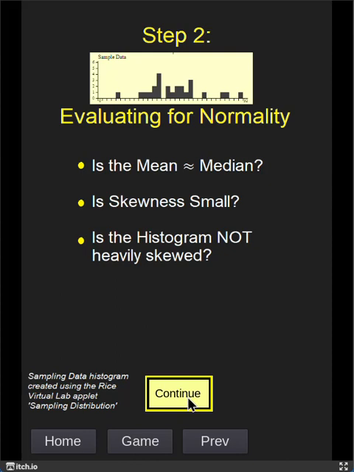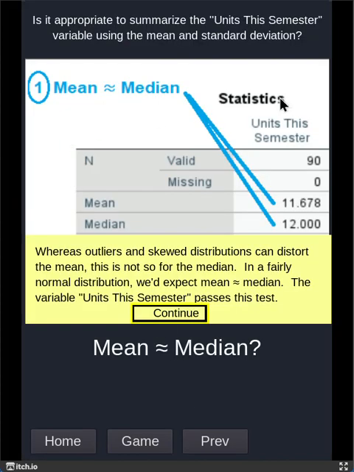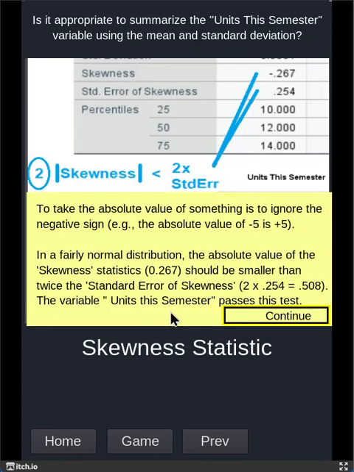So let's look at examples of that. For units this semester, our mean was 11.678, median was 12.000. The values are ranging somewhere between like 3 and 20 plus. So that's a good amount. So there's a little bit of difference. Subjective call here, not too big. So it would pass, if you will, test one at being fairly normal.